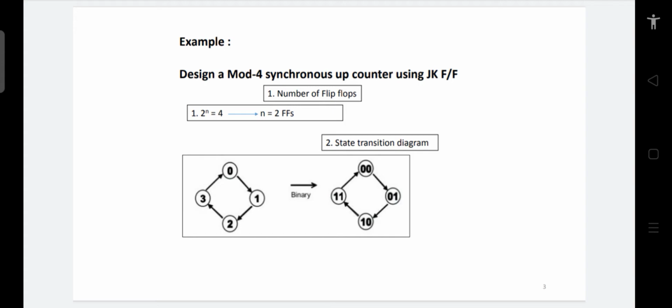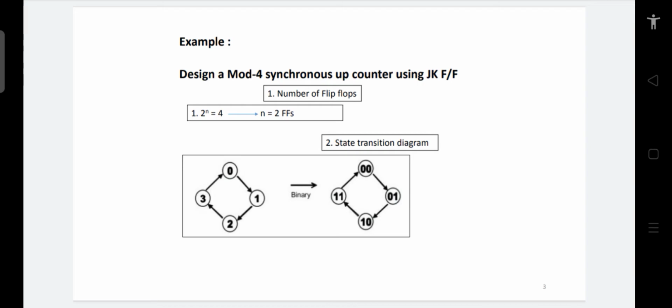You know what mod 4 is. Mod 4 means the counter should count 4 states, so the count should go from 0 to 3. Using our equation, capital N less than or equal to 2 to the power small n, our small n comes to 2. So we have to use 2 flip-flops, and the type of flip-flop is given, which is JK flip-flop.